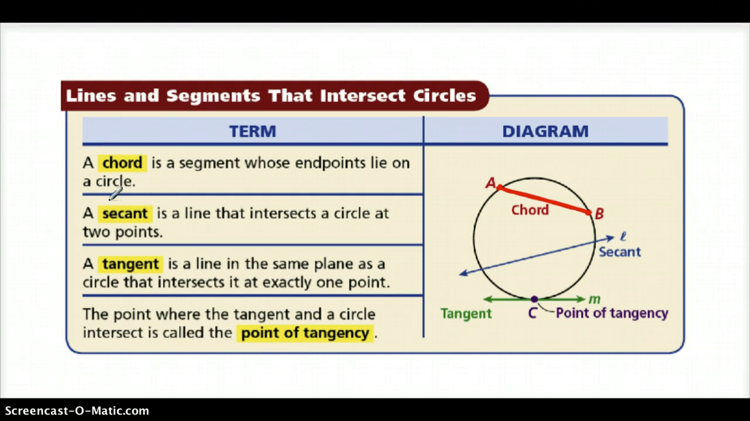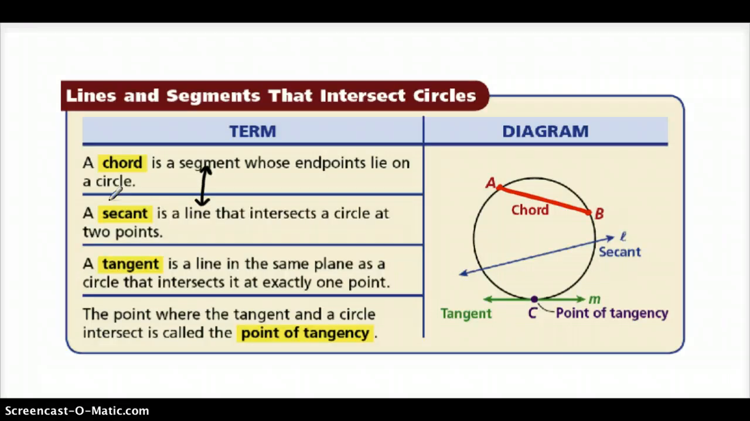Then we have a secant. A secant is a line that intersects a circle at 2 points. We should understand the difference here. A chord is a segment and a secant is a line. Segments have endpoints and lines do not. So we have to understand the comparison between these two, how chords and secants are actually different.